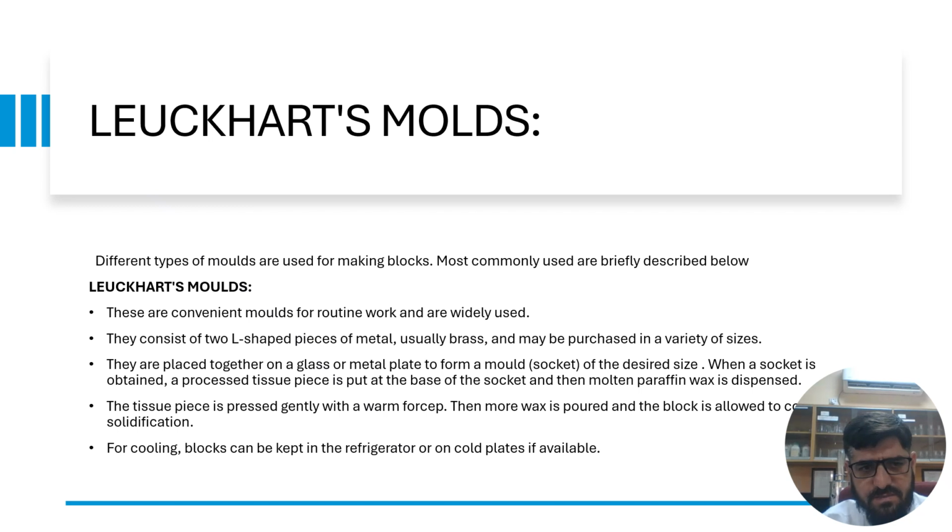When a socket is obtained, a processed tissue piece is put at the base of the socket and then molten paraffin wax is dispensed. The tissue piece is pressed gently with warm forceps, then more wax is poured and the block is allowed to cool for solidification. For cooling, blocks can be kept in the refrigerator or on cold plates if available.